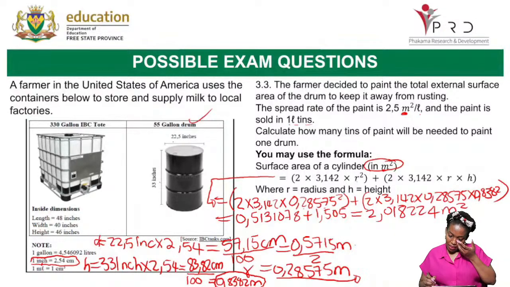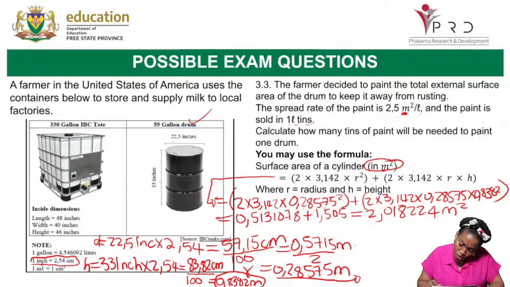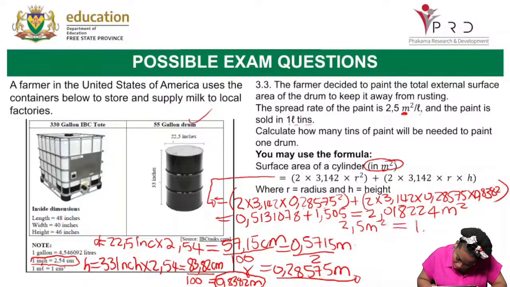squared. But then our spread rate of paint, for every 2.5 square meters, you need 1 liter of paint. So for us to determine how many liters of paint we need to buy, we can divide this by the 2.5 meters squared. We can divide it by the spread rate. Or you can just say that, okay, 2.5 meters squared, you need 1 liter for that. Meaning that for 2, okay, let me close this here so that they don't mix up.